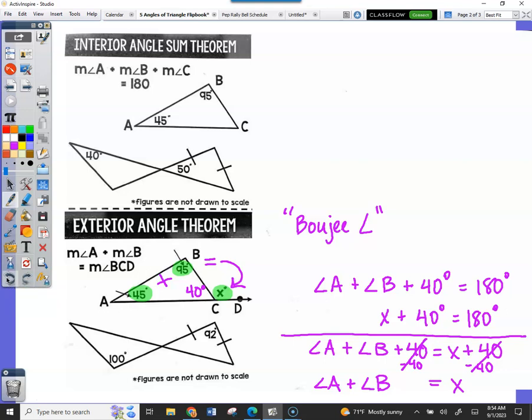So now let's come right here. This is just more practice with what we were doing. So notice this triangle right here. What type is it?